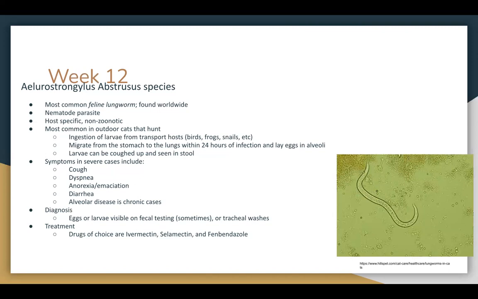Diagnosis is usually done by doing a transtracheal wash to look for either the larva or the ova, but sometimes you can see larva and ova on stool testing, fecal floating, but that's not as common as with the tracheal washes. And then treatment usually involves ivermectin, selamectin, and fenbendazole.